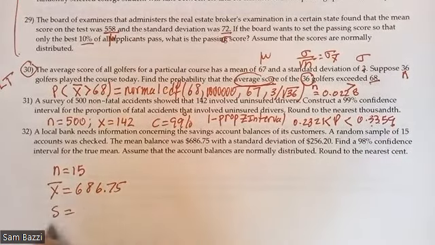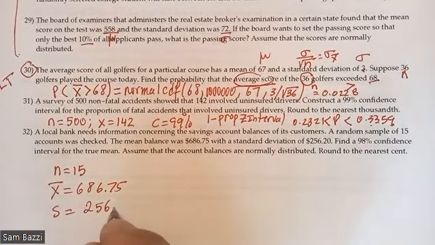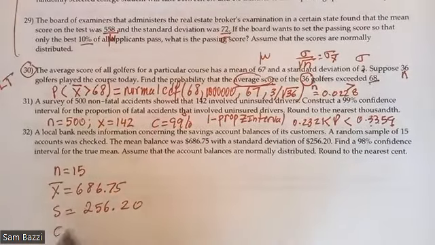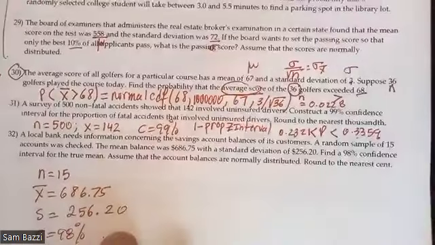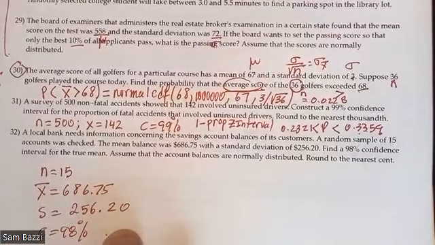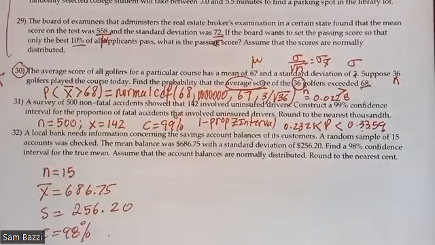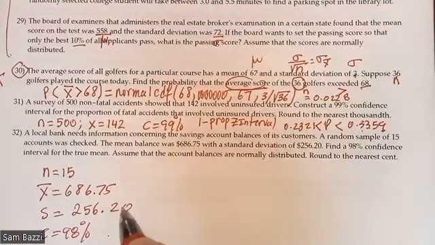S. When do you put sigma as a standard deviation? If he says population standard deviation. Since he didn't mention that, guys, it's S. This is very important to distinguish between S and sigma, and I'll tell you why in a second. He wants a 98% confidence interval. Assume that the account balances are normally distributed, round to the nearest cent. Okay. This is going to be an interval for the mean.